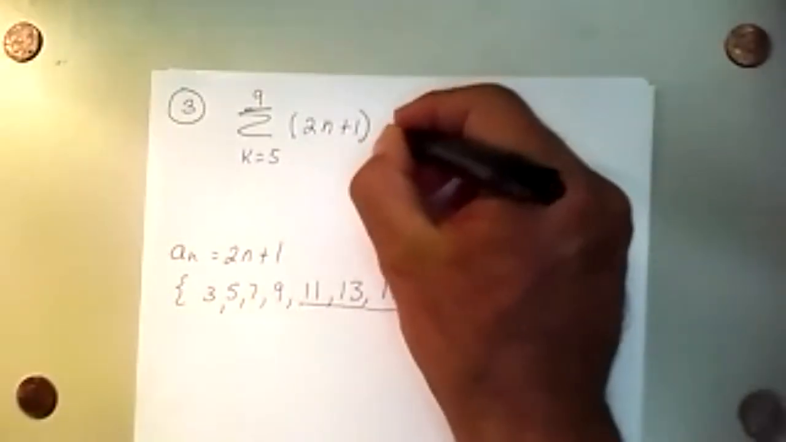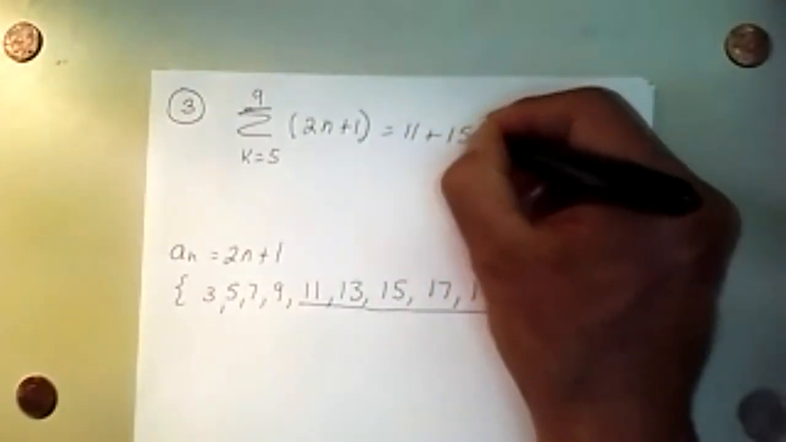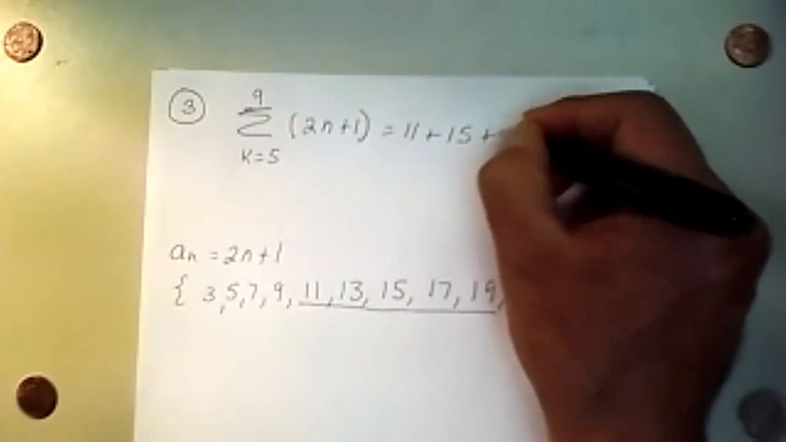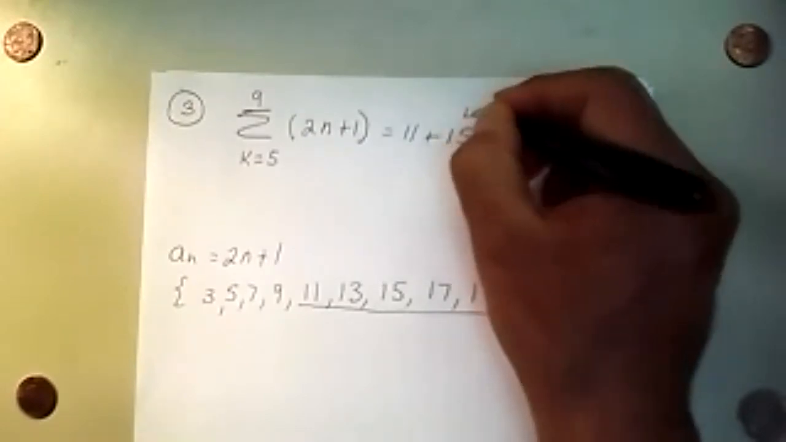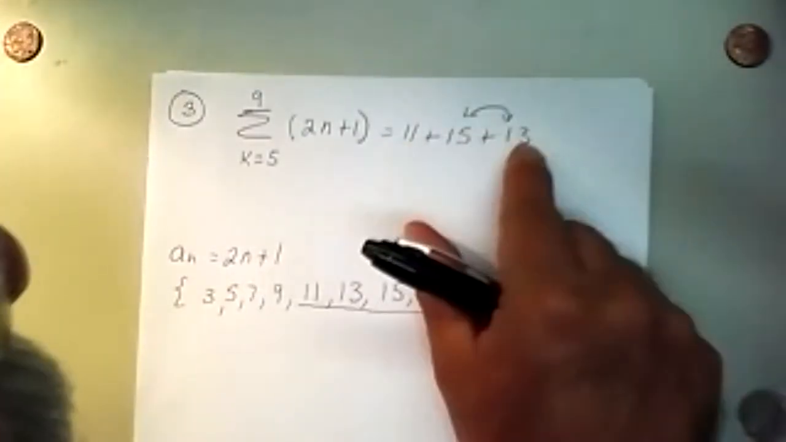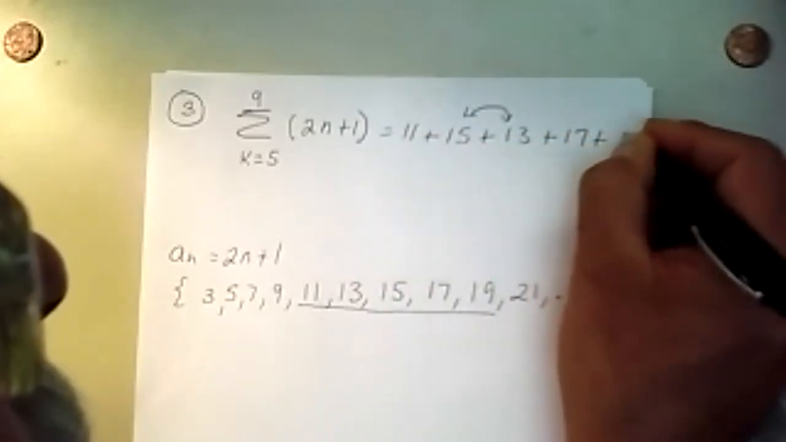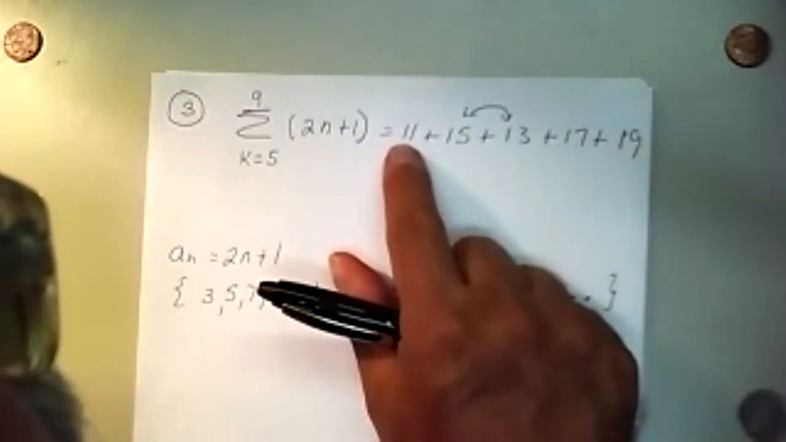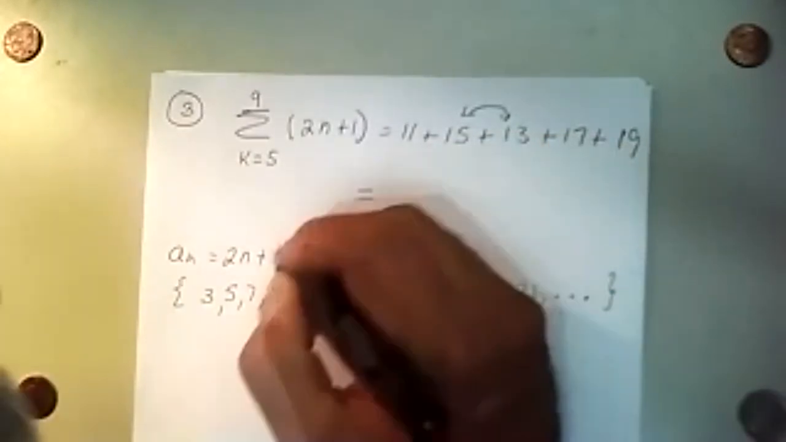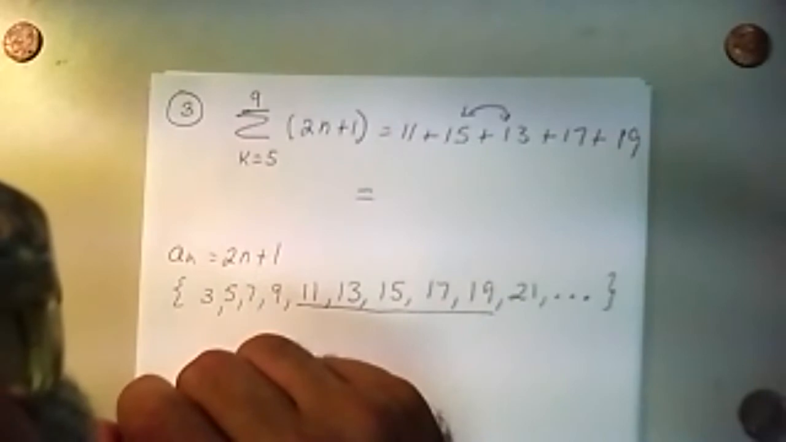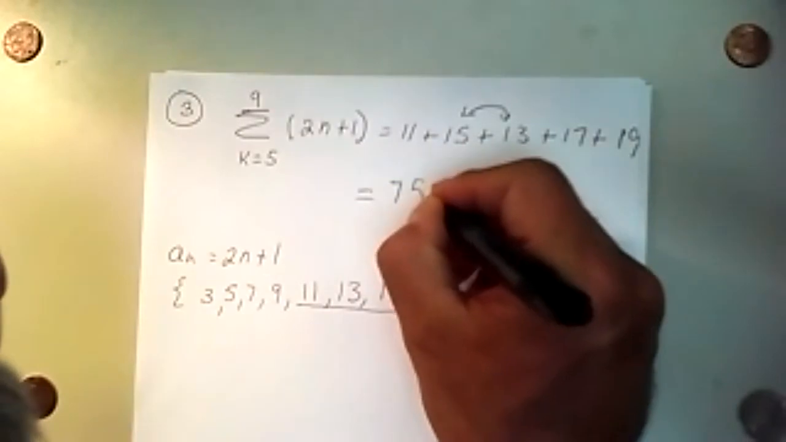So this is the same thing as 11 plus 15 plus, oh, I skipped one. Yeah, there should be a 13. Those two should be reversed. Sorry about that. It should be 11, 13, 15, 17, 19. So the fifth, sixth, seventh, eighth, ninth. I'm thinking how much it is. If I'm not mistaken, that is 75. Okay.